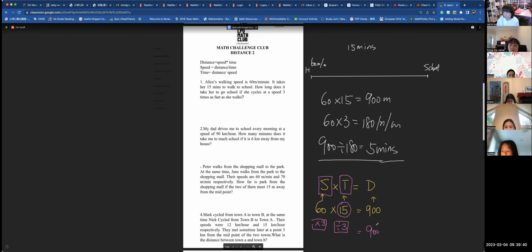Understand? This is very important, because the left side of the equation is actually being increased by 3 times, right? So in order to make the right side not change, the other one must be divided by 3. So for this question, the fastest way is actually 15 divided by 3 equals 5 minutes, and that's it. Understand, everybody?